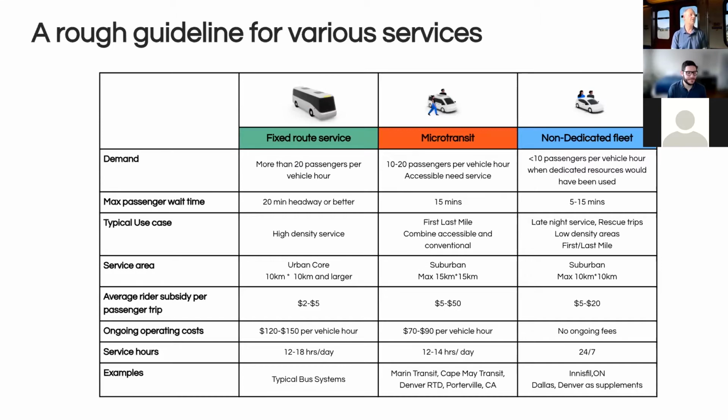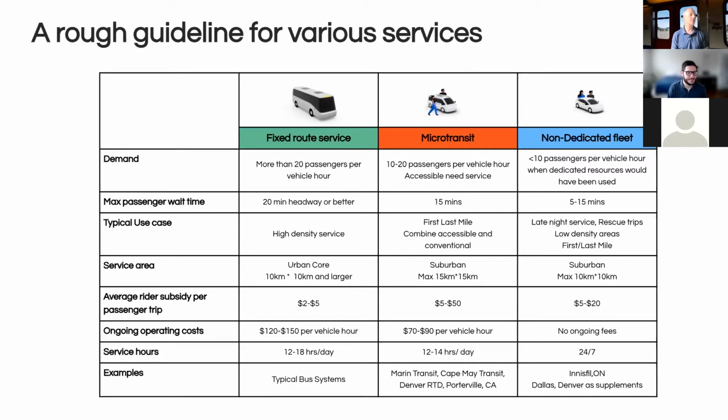And what you see, for example, is that fixed route, as most people know, works very well at volumes of more than 20 people per hour. Microtransit works probably at best when you have 10 to 20 passengers per vehicle hour. But when you get below that 10 people per vehicle hour, a non-dedicated fleet option might be just as cost efficient, because you don't pay for the vehicle hours, but you just pay for the individual trip.